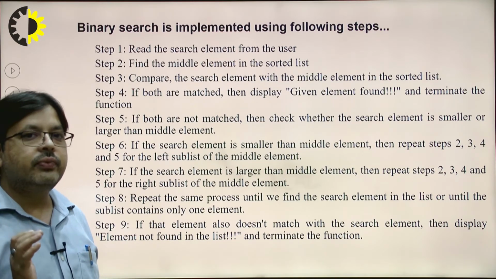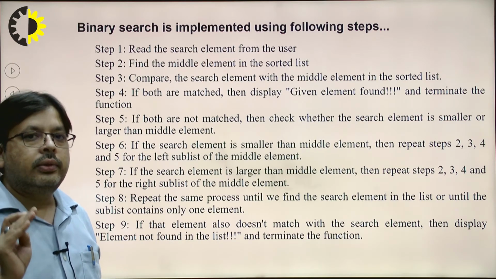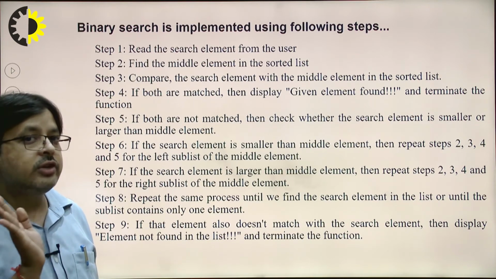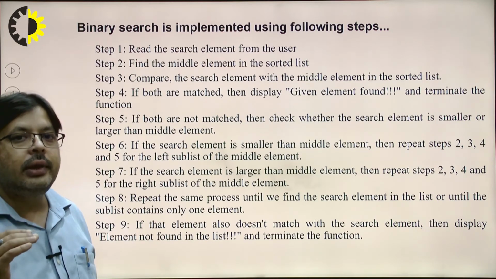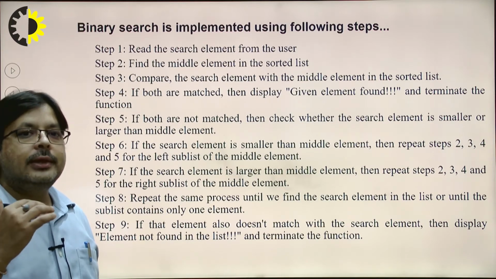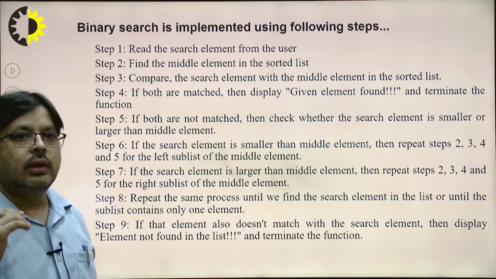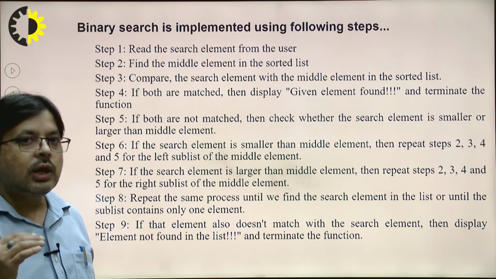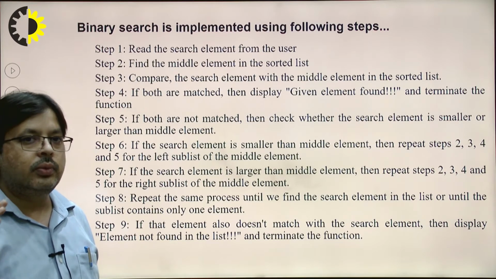So in step 1, read the search element you want to search. Then we first find the middle element. We are not going sequentially, keep attention. We first calculate the middle element of the sorted elements. We will see later how to calculate the middle element. Then compare the search element with the middle element. If both match, we display that the element is found and we terminate the procedure, right?